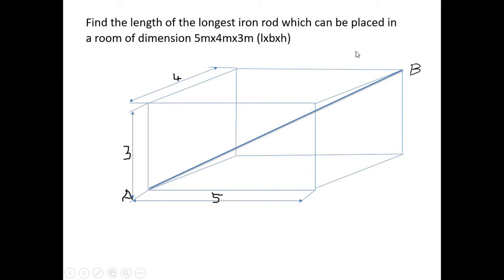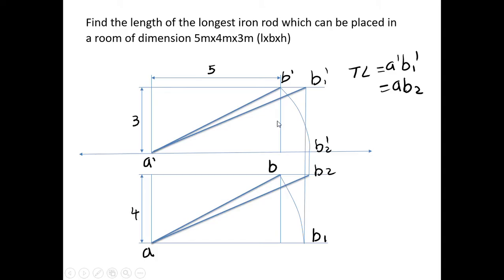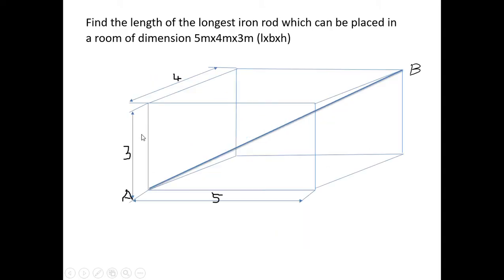So this is the room, isometric view of the room, and this is the rod AB, which is the longest rod which can be placed in that room, and it is actually the solid diagonal of the room. Now first of all you have to draw the front view and top view of this room.